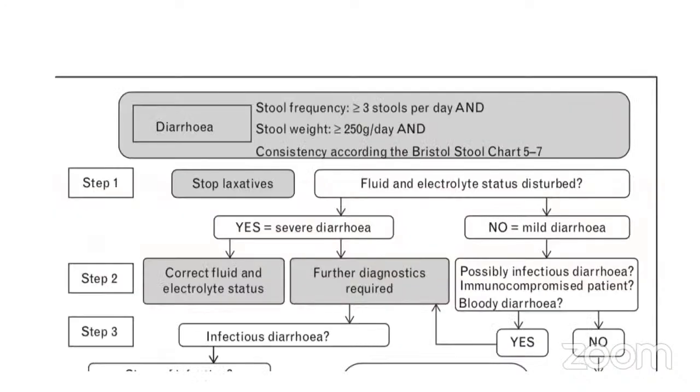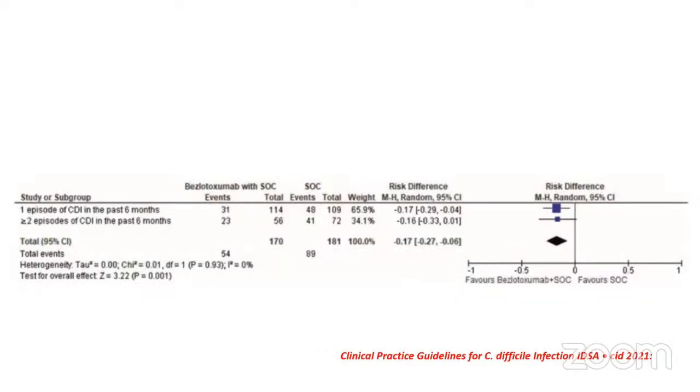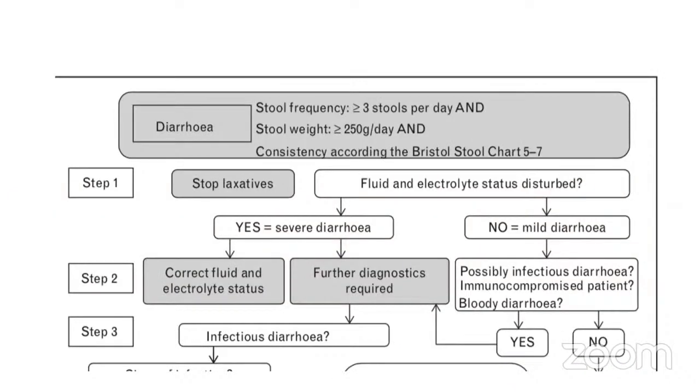If it is one episode of CDI in the past 6 months, there is also a difference. If there are more than 2 episodes of CDI in the past 6 months, there is a trend towards favoring the difference. But overall, if it is a recurrent episode, then bezlotoxumab is useful in these patients. Overall, it is useful. Next slide, please.